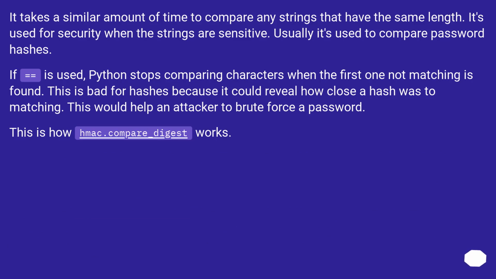If == is used, Python stops comparing characters when the first non-matching one is found. This is bad for hashes because it could reveal how close a hash was to matching. This would help an attacker to brute force a password. This is how hmac.compare_digest works.